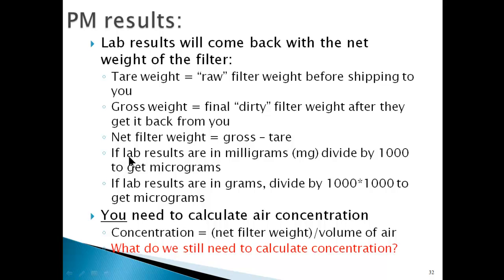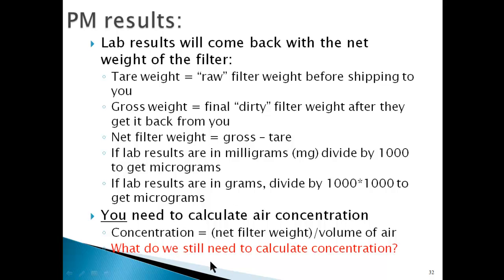You may get lab results in milligrams. You may get lab results in grams. Well, you want to get air concentration, right? We're trying to get to air concentration, and air concentration is micrograms per cubic meter, right? So we want something in micrograms. So if they give us results in grams or milligrams, we can convert that to micrograms.